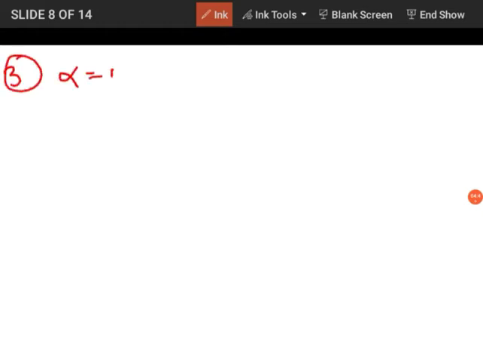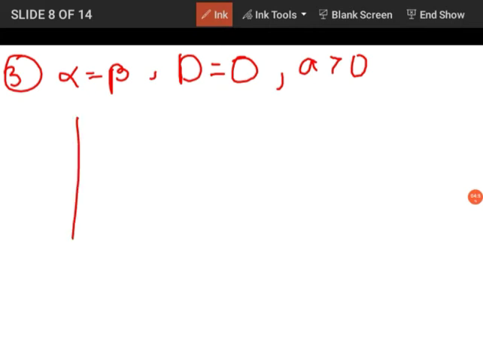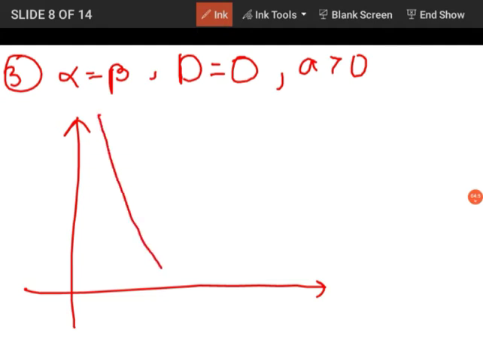If alpha is equal to beta, then the discriminant is equal to 0. We are drawing the graph for a greater than 0. So this graph is something like this. Again, the major confusion here is that most of the students think that here the graph is cutting at only one position, so the equation has one root.